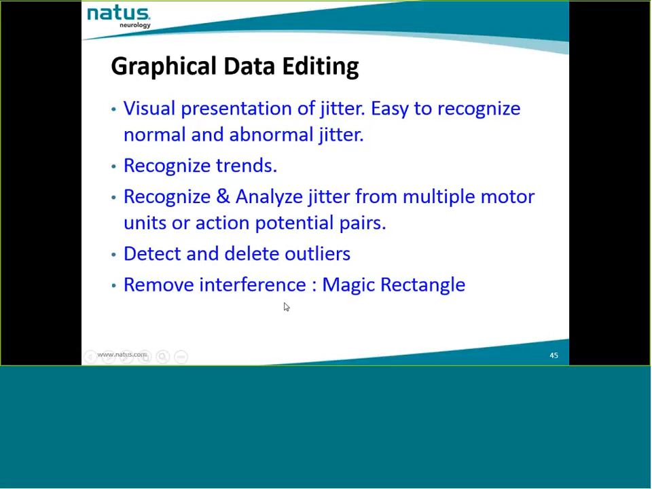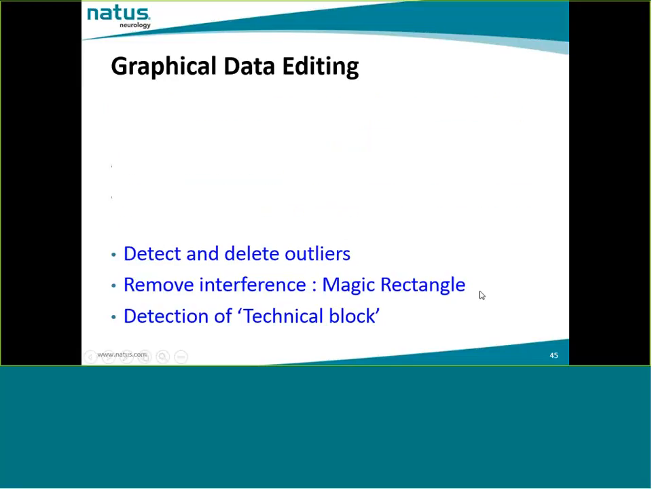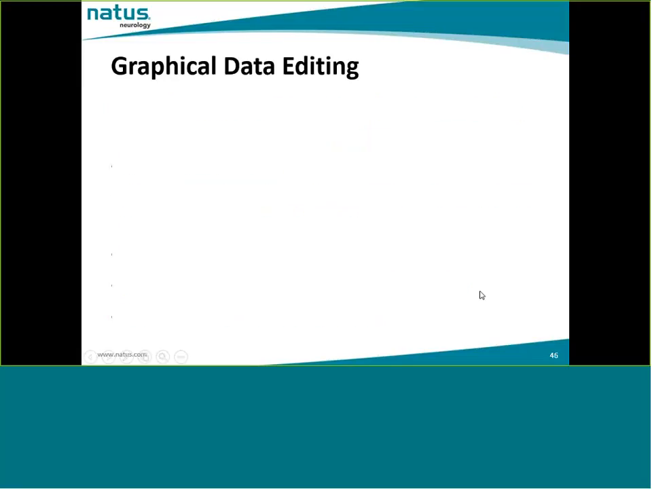And we can remove the interference from other motor units by using the magic rectangle. Finally, we have a rule for detecting the technical block. Notice that all of these graphical tools are very easy to use. You just have to click and drag some box limits, or change the position of the windows, or draw rectangles to the magic rectangle to get rid of interference. You don't have to access individual traces, and that's what saves time.